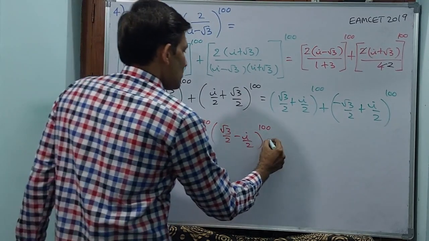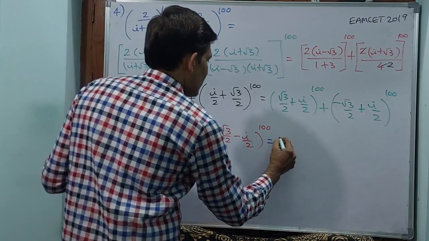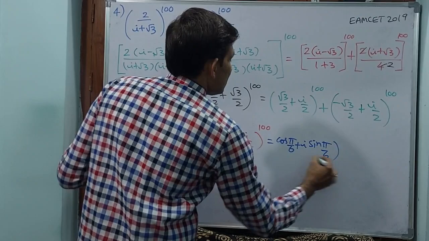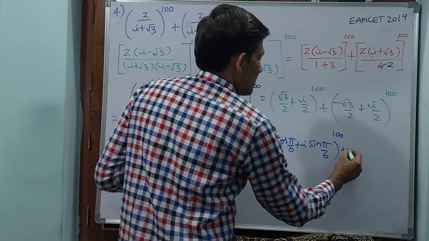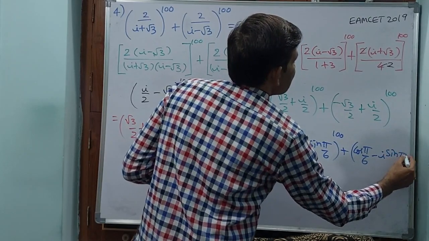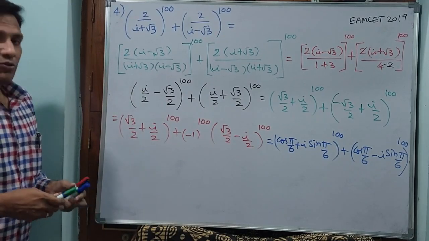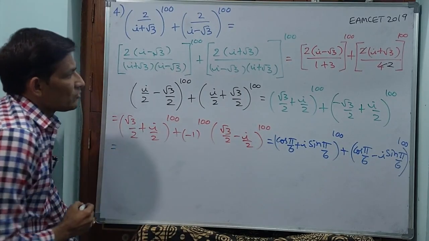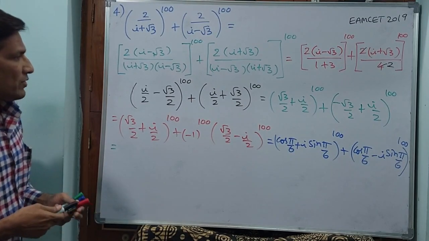That is equal to, now you change this: (cos π/6 + i sin π/6)^100 plus, because this minus power 100 is plus only, (cos π/6 − i sin π/6)^100. Now you send that minus 100 inside. Anyway, these two are going to cancel each other. First you send inside, then you cancel. See what I am doing now.